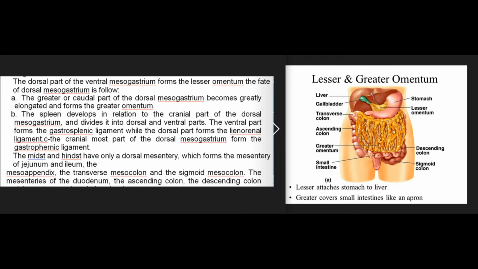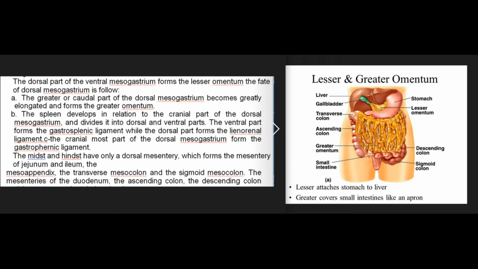The fate of the dorsal mesogastrium is as follows. A. The greater or caudal part of the dorsal mesogastrium becomes greatly elongated and forms the greater omentum. B. The spleen develops in relation to the cranial part of the dorsal mesogastrium, and divides it into dorsal and ventral parts. The ventral part forms the gastrosplenic ligament while the dorsal part forms the lienorenal ligament. C. The cranial-most part of the dorsal mesogastrium forms the gastrophrenic ligament.